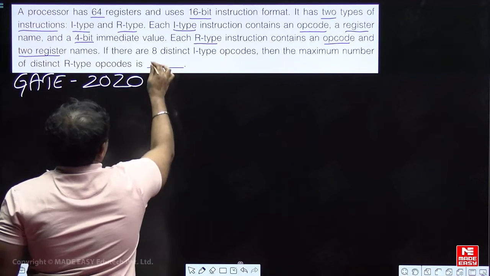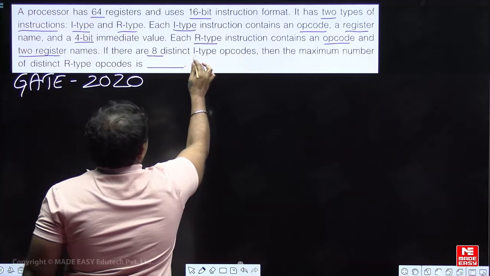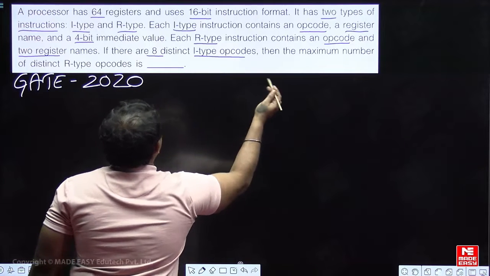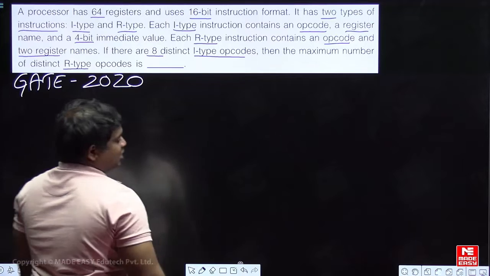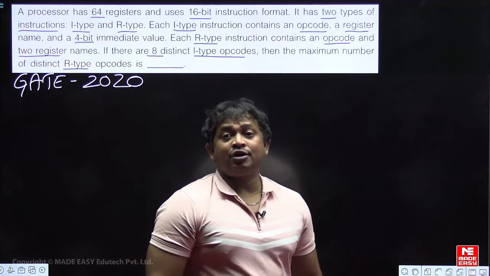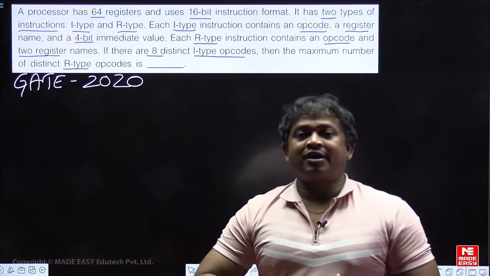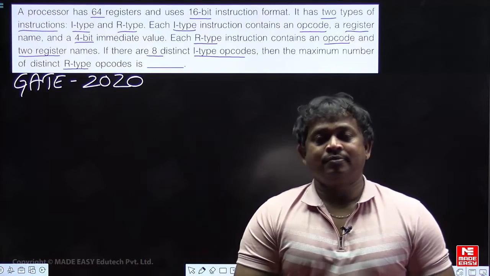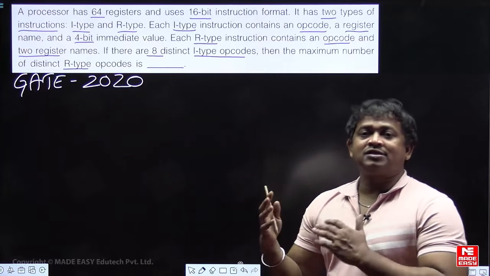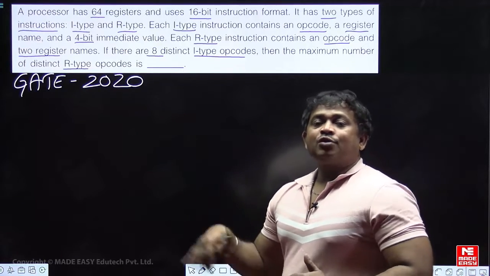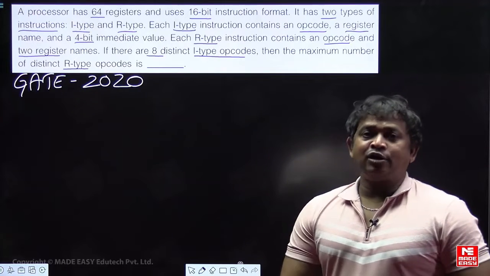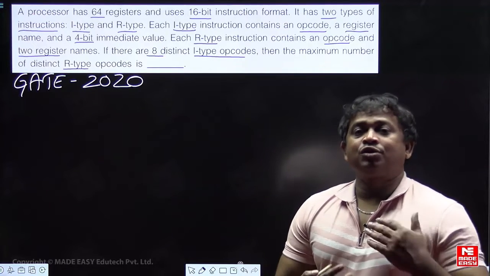If there are 8 different I-type opcodes, then the maximum number of R-type opcodes is? So we need to find out the R-type instructions in the system. Okay students, this is the given question information. Now we are going to apply the expand opcode technique to solve the question.